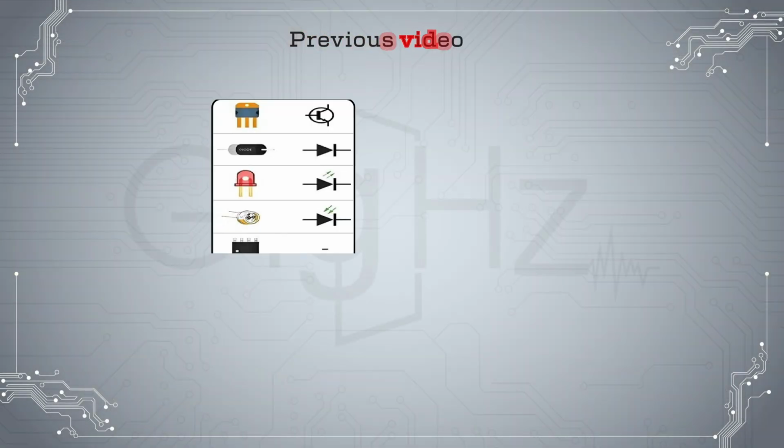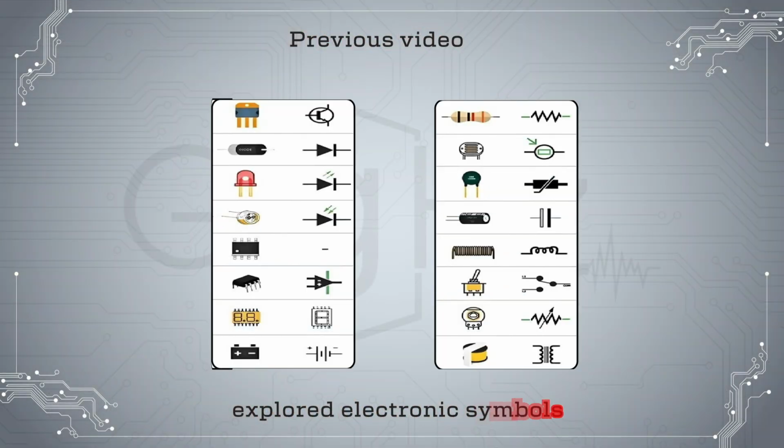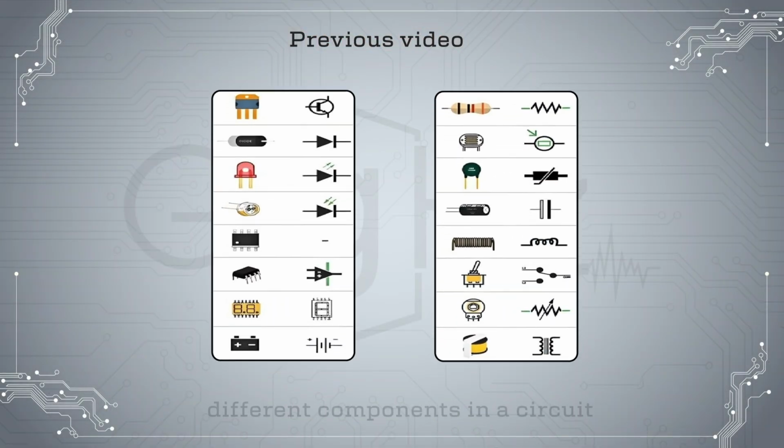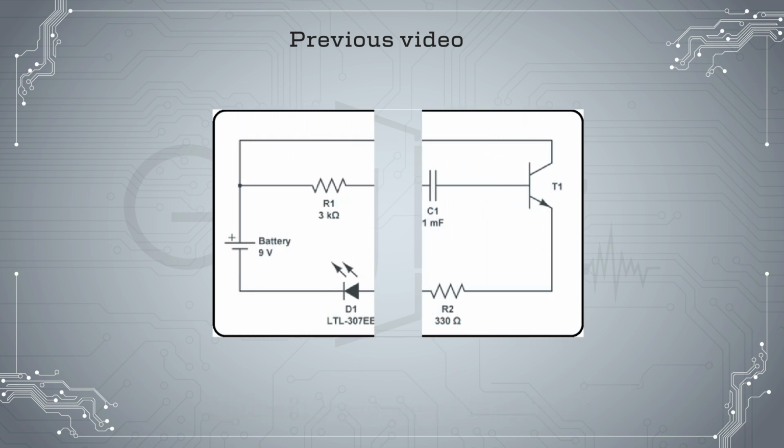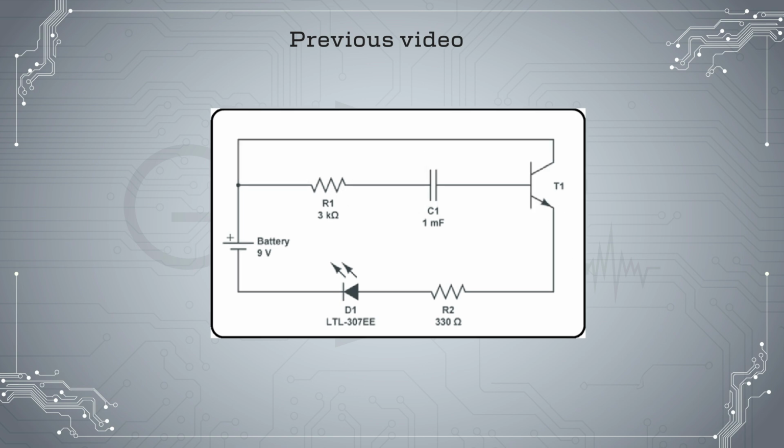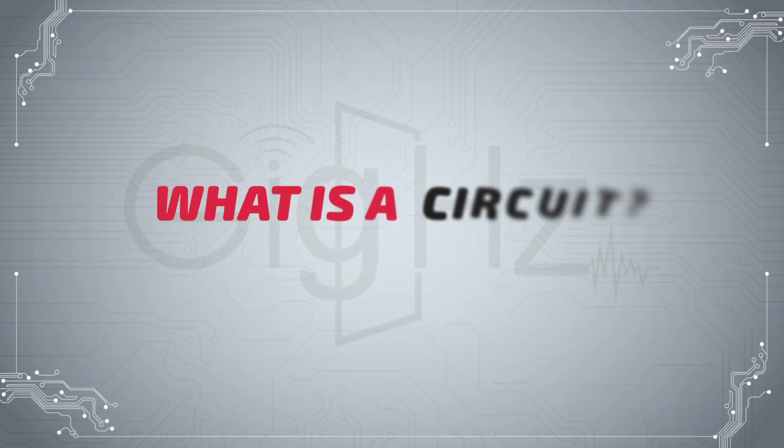In the previous video, we explored electronic symbols and how they represent different components in a circuit. Now, let's take the next step and understand how these components come together to form a circuit. What is a circuit?